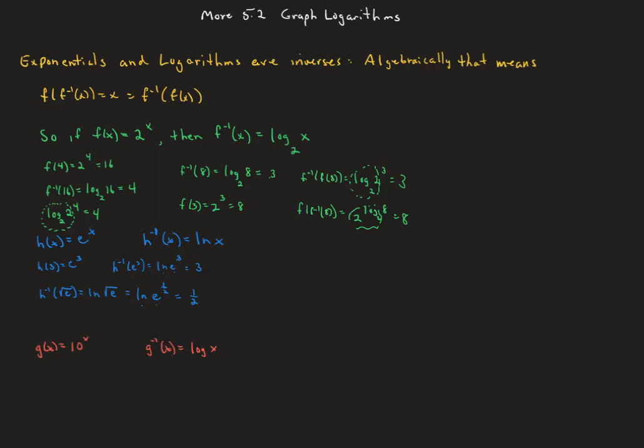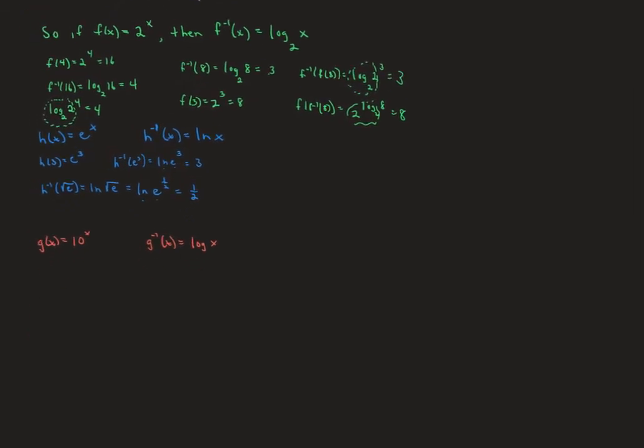Okay, let's look at base 10. So these are also commonly used. So we know, for example, that g of 2 is 10 to the 2nd, which is 100. So if we turn around and put that into the inverse, that would be the log of 100, which again we could think of as the log of 10 squared, where we can see a logarithm base 10 and an exponential base 10 are inverses. They're going to cancel each other and give us just the 2.